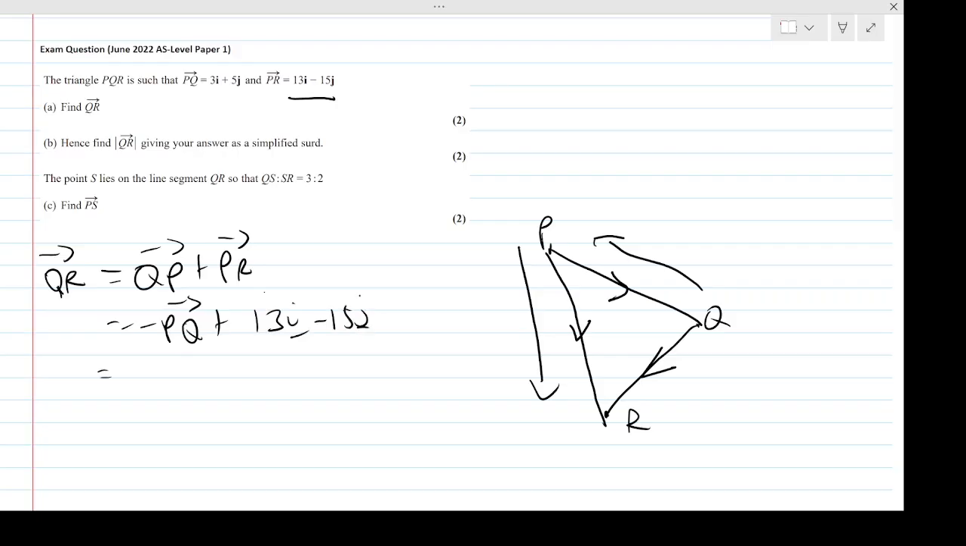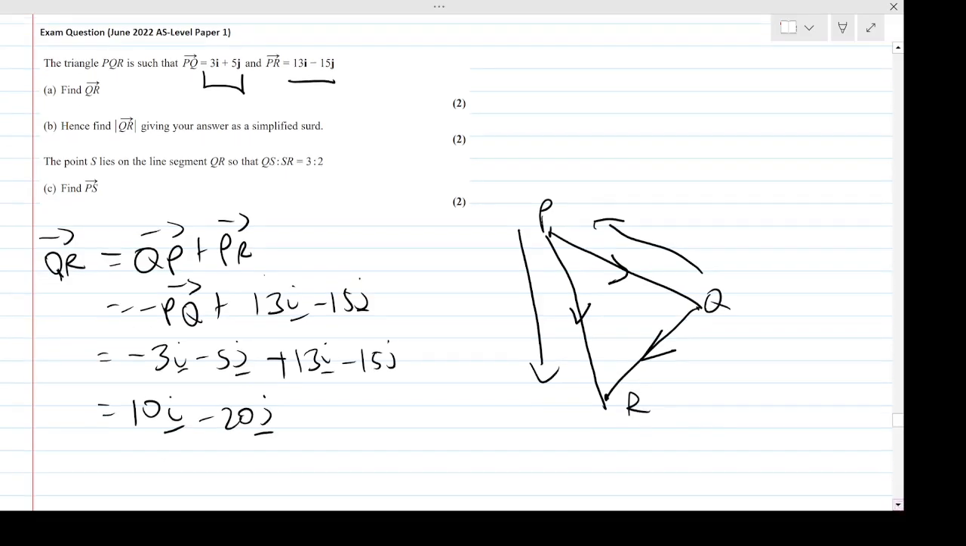So then minus PQ, that's going to be minus this, right? So minus 3i plus 5j, right? Plus 13i minus 15j. Then we could just add the i's and j's. So minus 3i add 13i would be plus 10i. And minus 5j minus 15j would be minus 20j. Cool. And there we are. So that's QR.